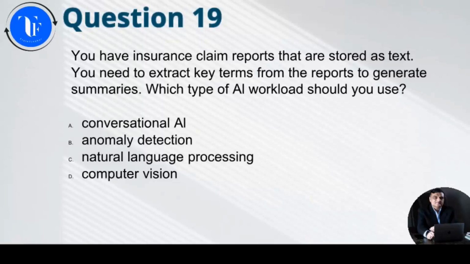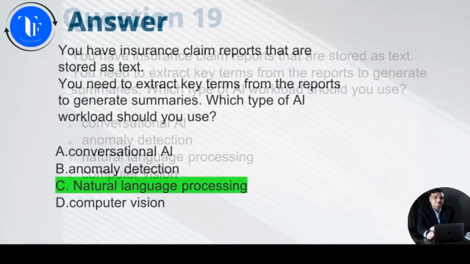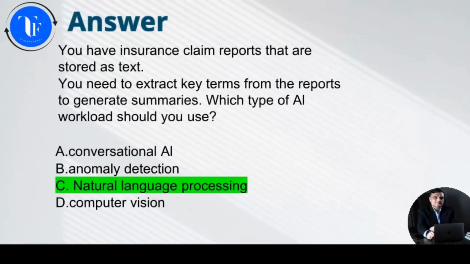Question 19. You have insurance claim reports that are stored as text. You need to extract key terms from the reports to generate summaries. Which type of AI workload should you use? Conversational AI, anomaly detection, natural language processing, computer vision. Answer is C. Natural language processing.